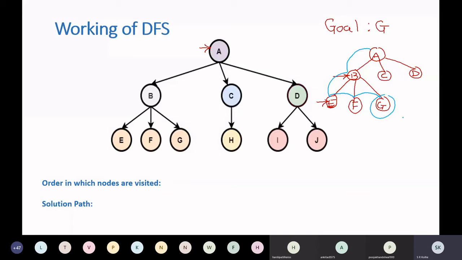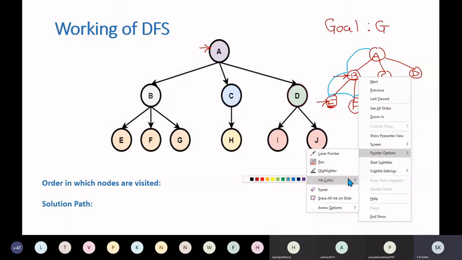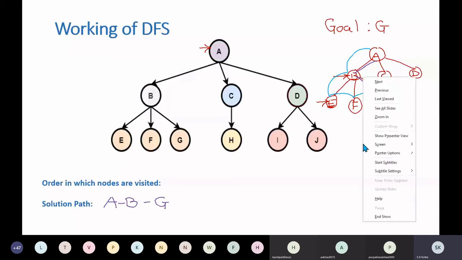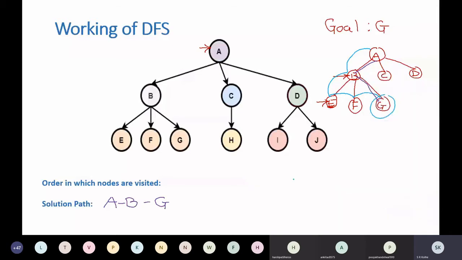The solution path will be, let me use some other color, A, B and G. Solution path is A, B and G. But the order in which you have visited nodes, that you just told me, is A, B, E, F and G. This is the order in which the algorithm has visited the nodes, but the solution path is A, B and G, because ultimately the algorithm will return the solution that you first visit A, then B and then G.